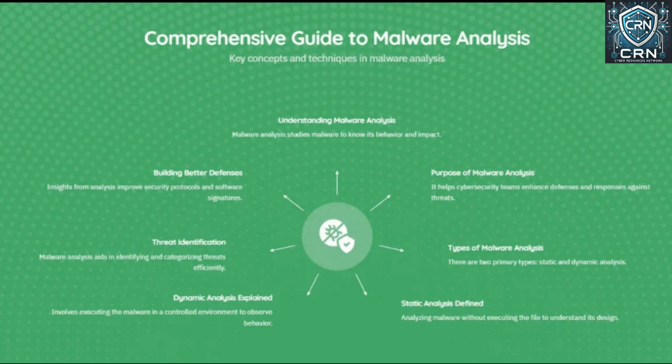Malware analysis is the process of studying malware to understand what it does, how it spreads, and how to detect or remove it. This helps cybersecurity teams build better defenses, signatures, and responses to similar threats. There are two main types of malware analysis. The first one is static analysis. It is looking at the file without running it. And dynamic analysis. It is running the file in a controlled lab, that is called a sandbox, to observe the behavior.